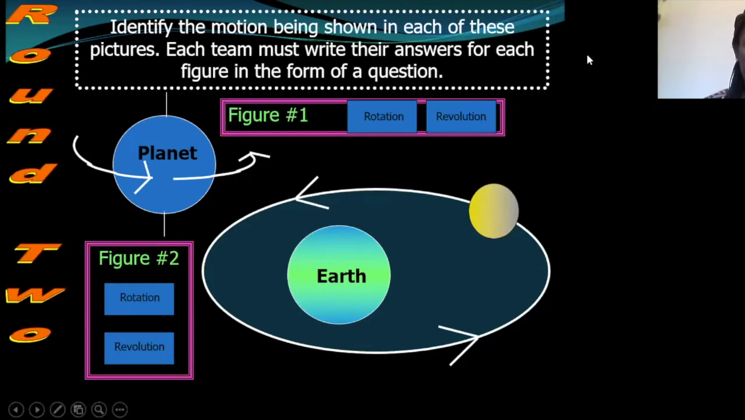Okay, what is the planet doing in figure one? This is figure one here. Rotating or revolving? Put your answers in. Okay, rotating is correct.